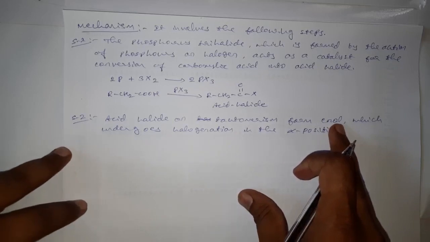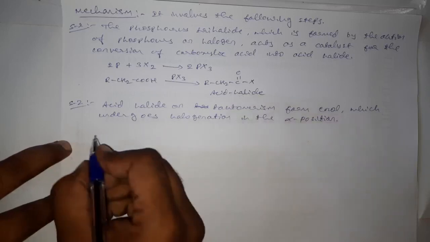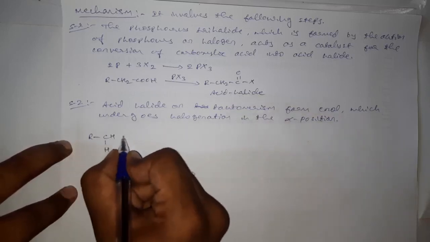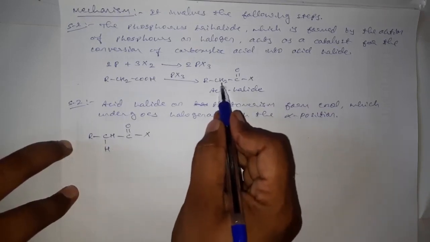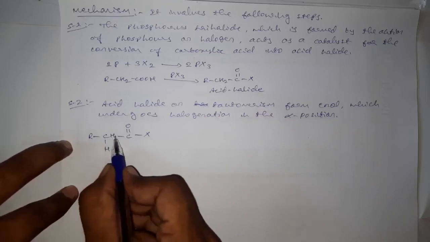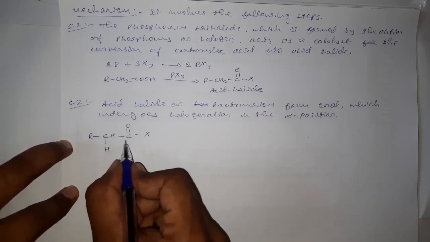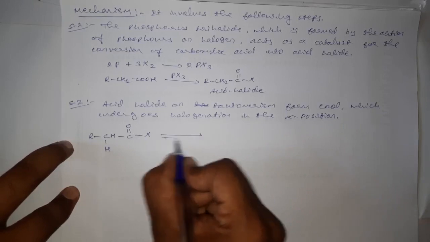Tautomerism means what? Keto enol form. See here, I am writing this acid halide, RCH2 C double bond O X. If this CH2 is there, that only I am writing one H separate. RCH2 C double bond O X. This is called keto form. This will undergo tautomerism.